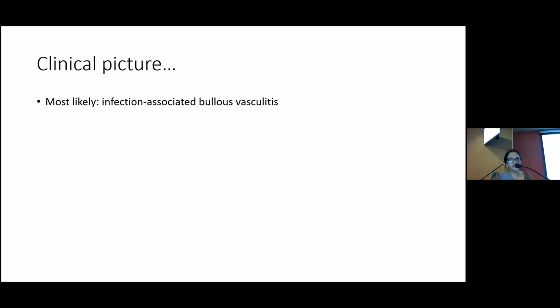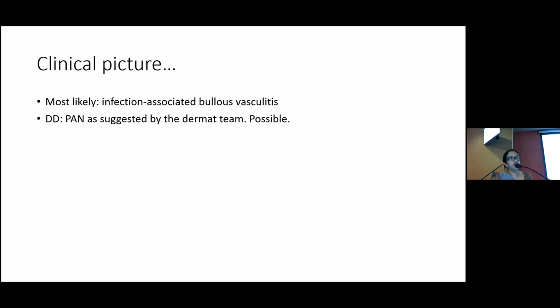So the clinical picture. To me, this was most likely an infection-associated bullous vasculitis, because the skin lesion started about 5 days into the infection. There were typical bullous lesions, and the involvement of the skin suggested small vessel involvement. So calling a spade a spade, it looked like an infection-associated small vessel bullous vasculitis.